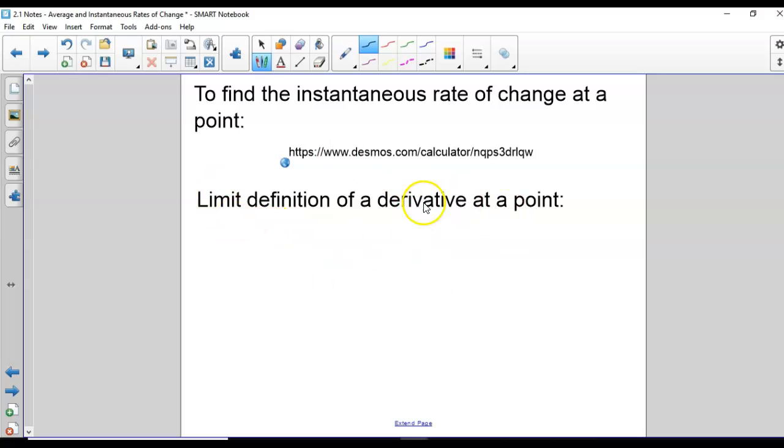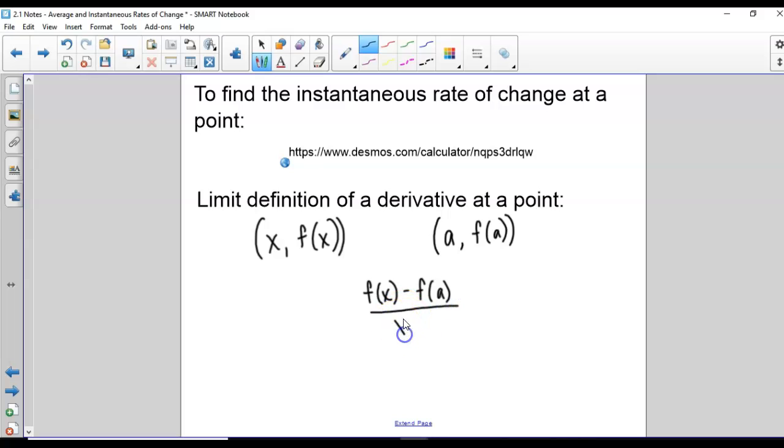Alright, so let's try to at least get this last one thing together. If I have a point, one point on the graph is definitely x, f of x. And if I have another point on the graph, I'm just going to call it a, f of a. If I want the slope of this line, then I could just do f of x minus f of a over x minus a. That's the slope of the line.